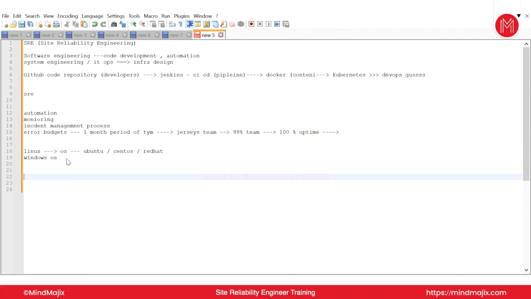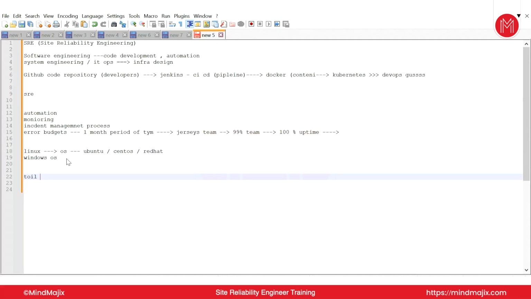Okay. And the next thing is, as I already said, there is a term called toil. You need to understand, whenever an SRE says, let us avoid this toil, what this toil is. As I already discussed, it is manual work.